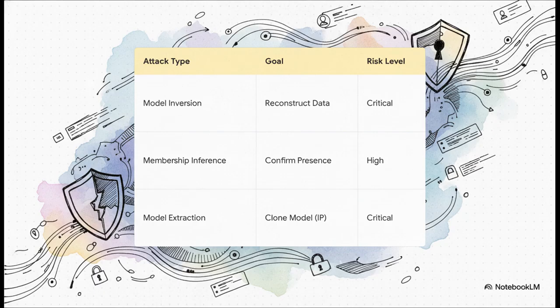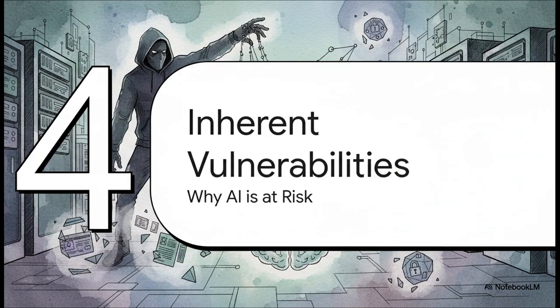So when you lay it all out like this, you can really see what the attackers are after. Sometimes they want to rebuild specific data. Other times they just want to confirm if someone is on a list. And sometimes they want the whole shebang, the IP itself. And look at those risk levels, high to critical right across the board. This all sounds pretty scary, right? So it makes you wonder, why are these incredibly powerful, sophisticated AI models so darn vulnerable in the first place? Well, it turns out the very thing that makes them so smart is also what makes them so insecure.